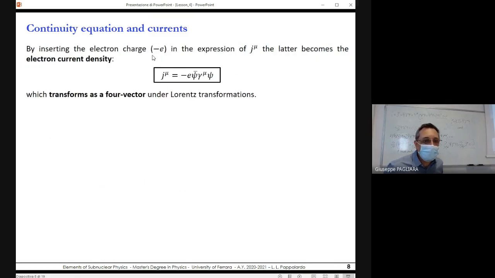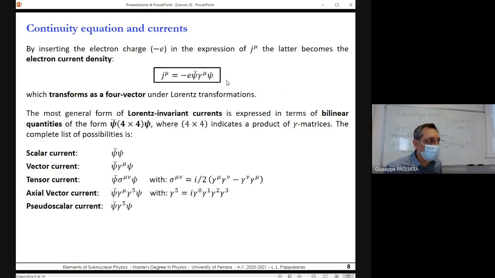Suppose that we insert the electron charge in our 4-vector current, then what we obtain here is the so-called electron current density, okay? That will become absolutely extremely useful in the next lesson, so we will see, okay, in QED, and which transforms as a 4-vector under Lorentz transformation, okay? So J is a 4-vector, so it transforms under a Lorentz transformation. Now, this is, of course, a very specific case of current, okay? Of Lorentz invariant current, but there are several other possibilities.